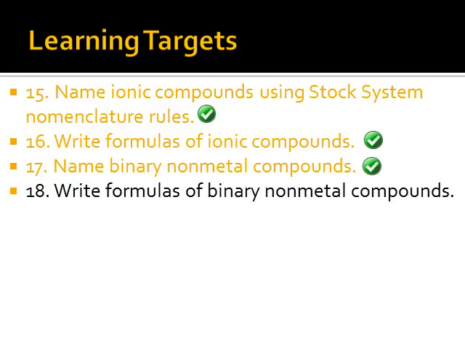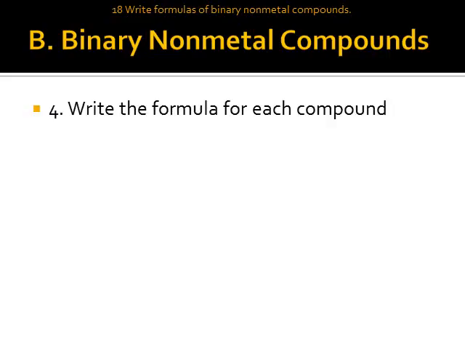Now, like before, we also need to go the other direction. We need to be able to write the formulas of these compounds from their names. So we want to write formulas of binary non-metal compounds. So let's look at some examples here. It just says write the formula for each compound.